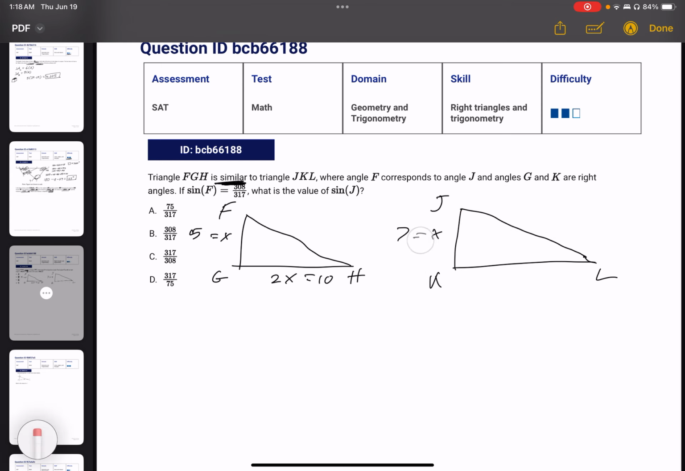Erasing this, because that's just some background you kind of need to know. We're going to look at what the question is asking. What is the value of sine of J? So when it asks for an angle, sine, cosine, tangent, you need to know the rule for SOHCAHTOA. So I'm going to write it out. SOHCAHTOA. I'm going to underline each of these.